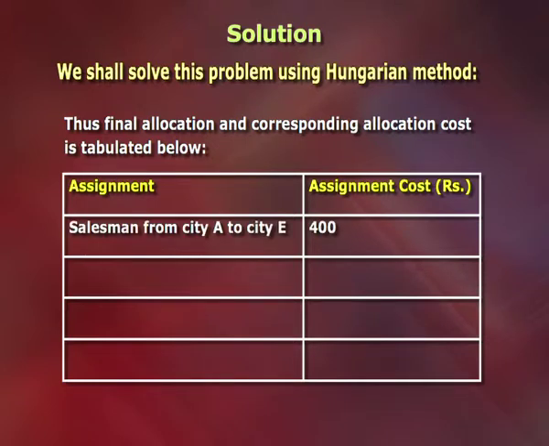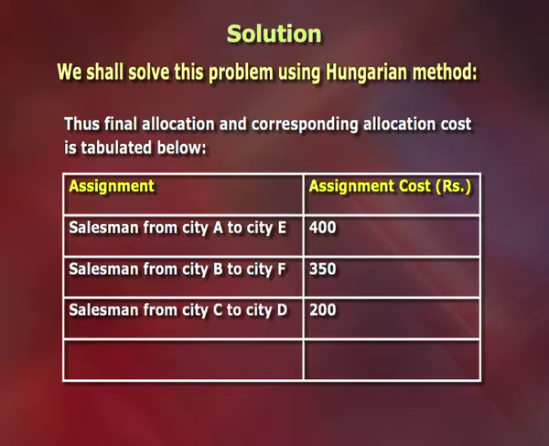Salesman from city A to city E cost 400 rupees. Salesman from city B to city F cost 350 rupees. Salesman from city C to city D 200 rupees. So total allocation cost comes to 950 rupees.